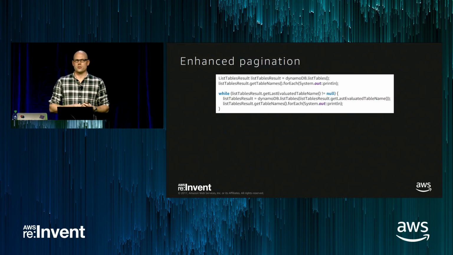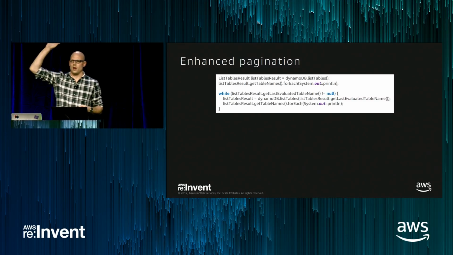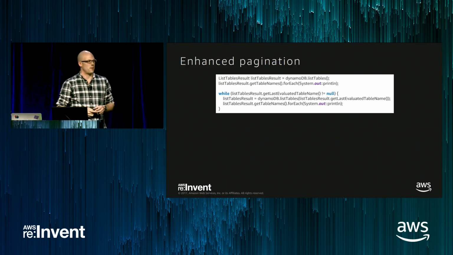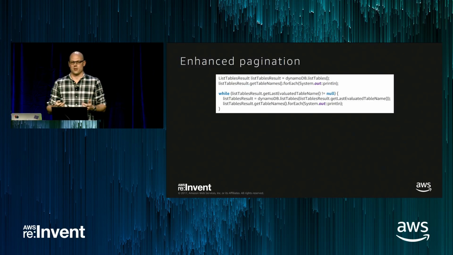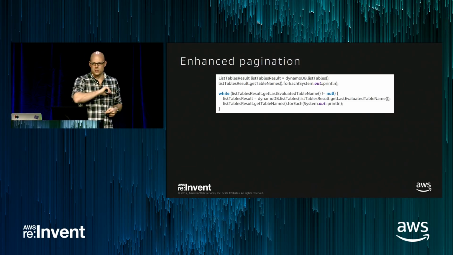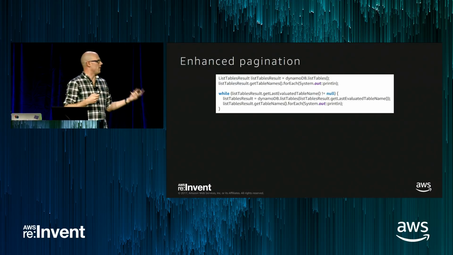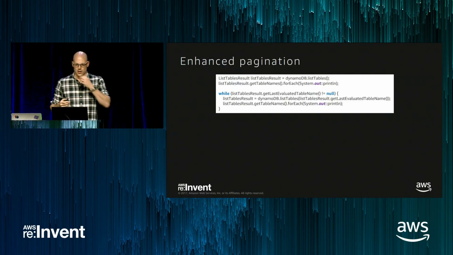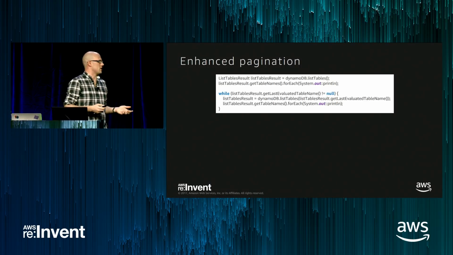So who's used a paging operation within V1 of the SDK before? Okay, so you're a little bit familiar with this pattern where you make a request, you get the result, you do what you needed with it. So in this case, I'm getting the table names and printing them out to standard out. And then I need to check if this was the last page. And if it wasn't, I need to make a subsequent request, and I need to keep doing this in a loop until that last evaluated table name is null, and I get no other objects back.